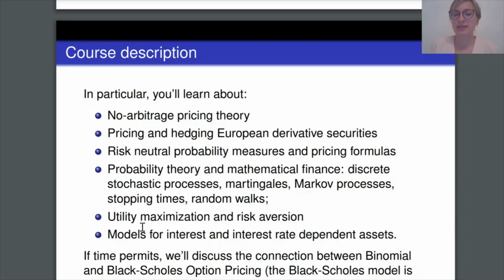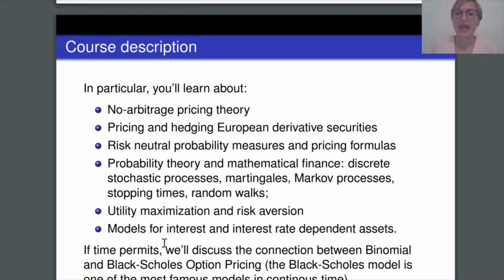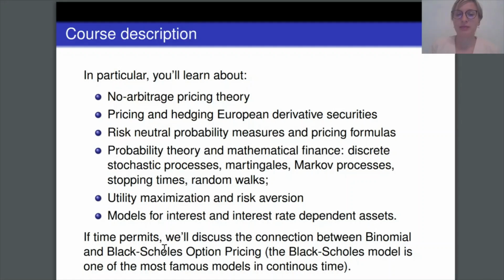If time permits, we'll be interested in utility maximization and risk aversion. And the final chapter will be on models for interest rate and interest rate dependent assets. And again, if time permits, I would like to discuss with you the connection between the binomial models, so the model that we mainly studied during this lecture, and the Black-Scholes option pricing.